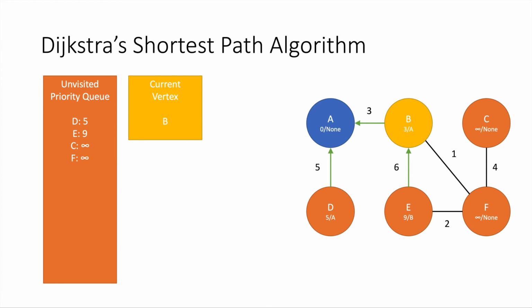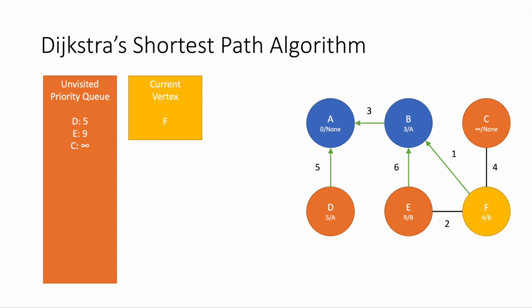We now look at F. A path from F to A through B has a distance 4, which is better than the current distance of infinity. So we update F. Throughout this process, the priority queue has been keeping track of which unvisited vertex is closest to A. And in that case, the next vertex we'll visit is F. We'll repeat the same process.